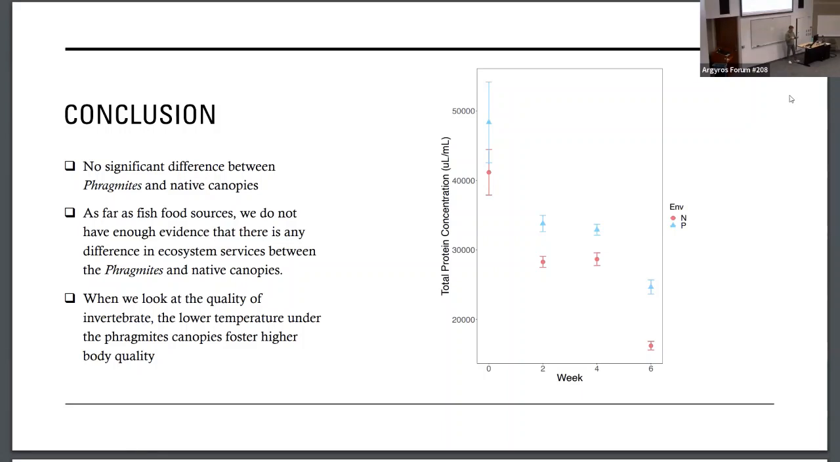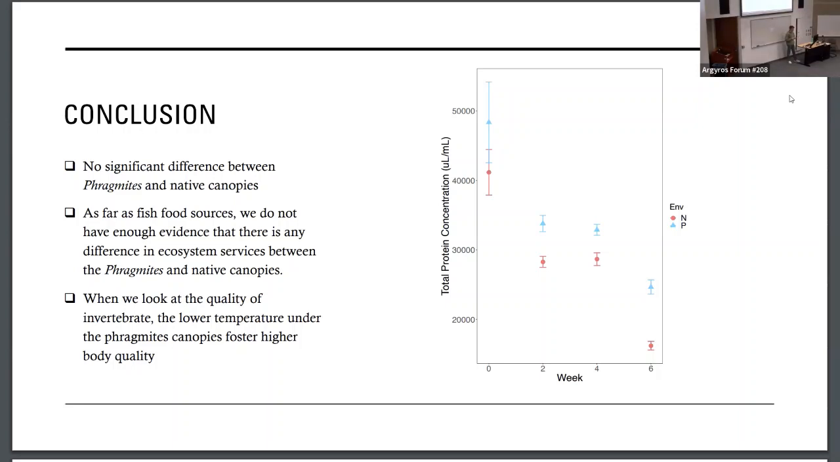So I kind of relate this to if juvenile Chinook salmon are looking for food and they're looking for amphipods, if they find amphipods that are from underneath the Phragmites canopy, then it's almost like they're eating organic or a higher quality food as opposed to non-organic. So even though the total biomass might not be statistically different between the Phragmites and the native canopies, because of these protein concentrations, because the food quality, the body quality of the amphipods in the Phragmites is so much better, there's kind of the argument to say that there's an ecosystem service that the Phragmites gives to the Suisun Marsh.